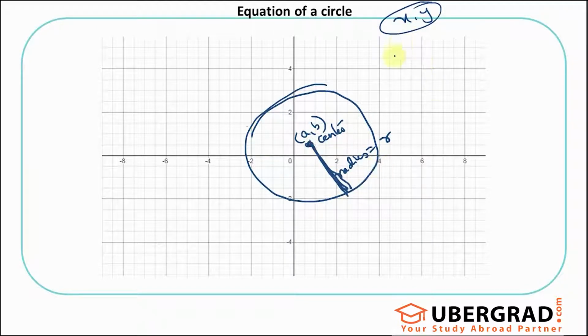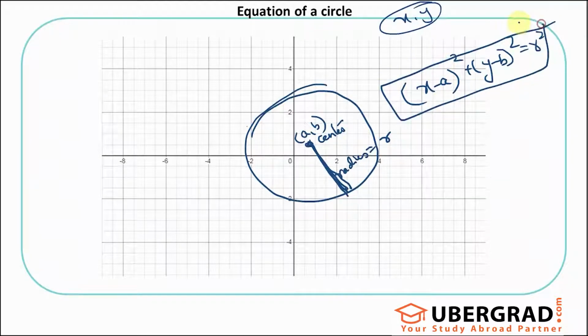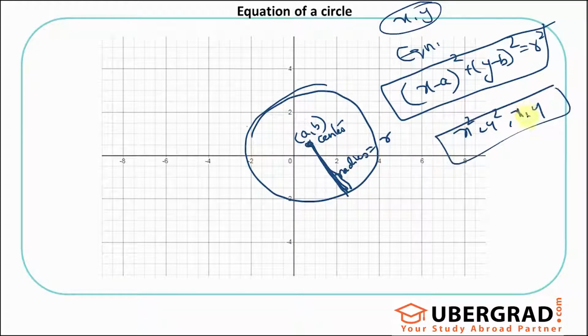This is the radius. The formula for a circle would be this: (x - a)² + (y - b)² = r². This is the equation of a circle. So if I know the center and the radius, I can write the answer, right? x and y would be there, so you'll get x², y², x and y also. So that is how the equation would look.